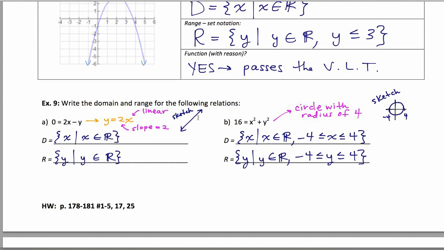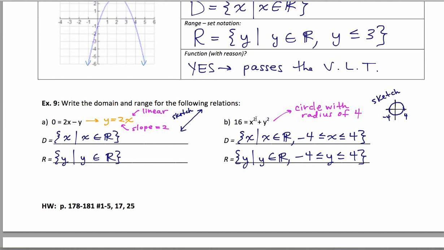And if I were to just rough out a quick little sketch here, just any line with a positive slope, then I can see, oh, okay, it'll pass the vertical line test, so it is a function. And because it goes to infinity in both directions on the x-axis and to infinity in both directions on the y-axis, there's no restrictions on the domain or range, so they're both just any real number.